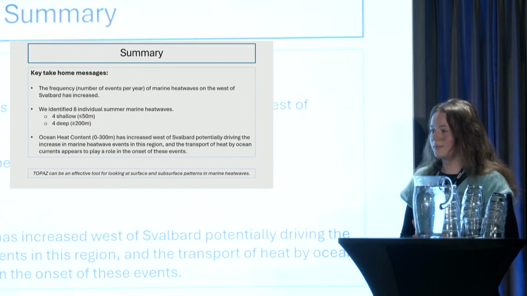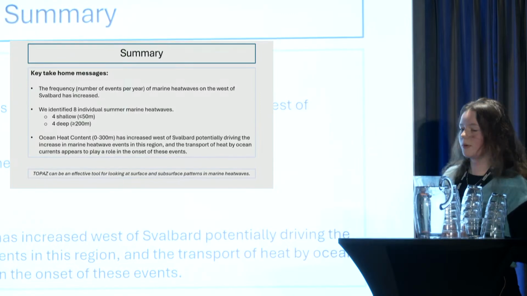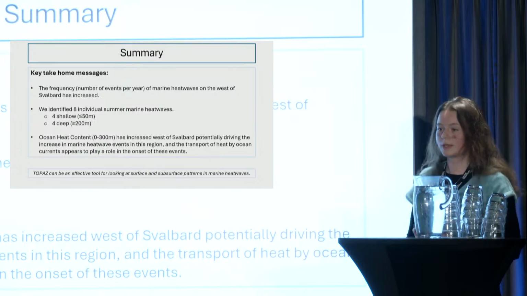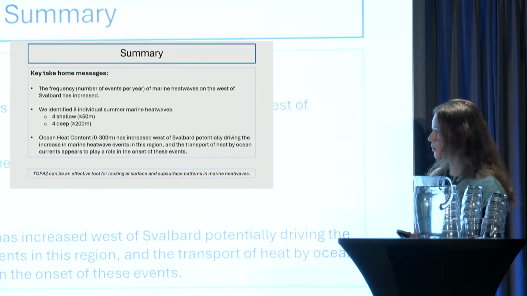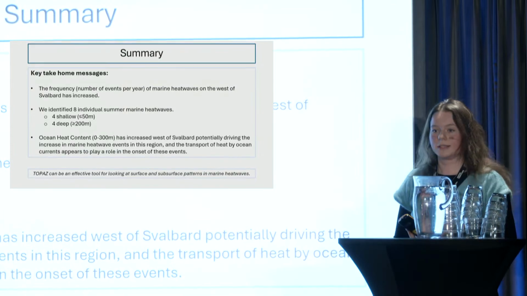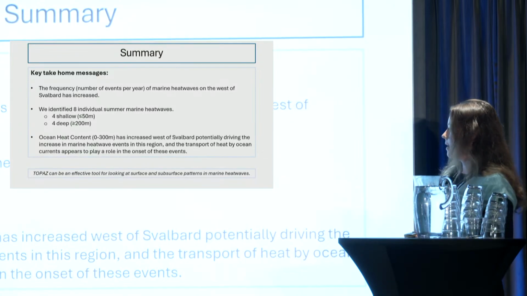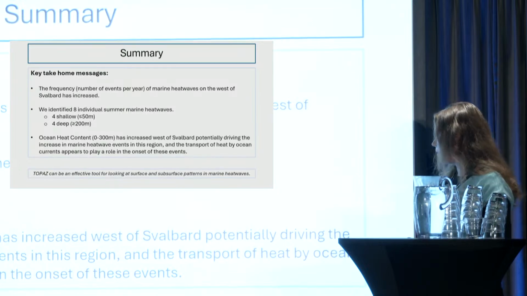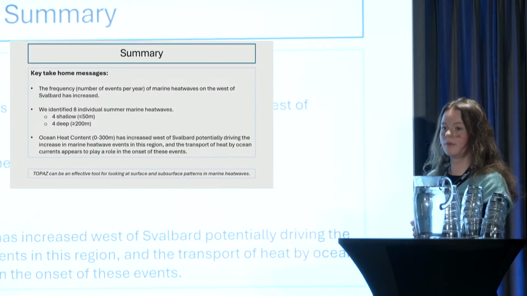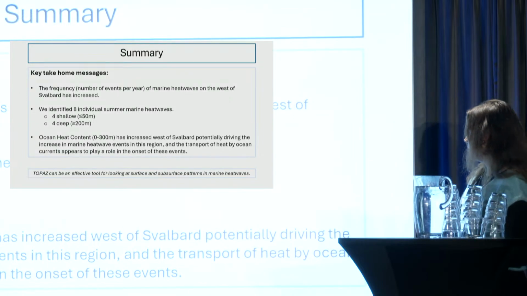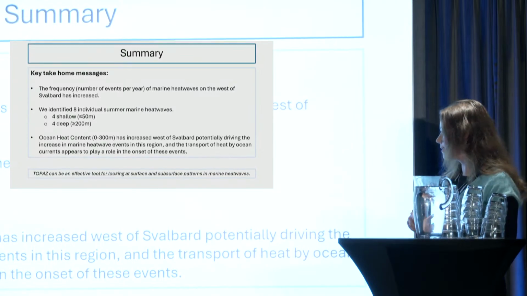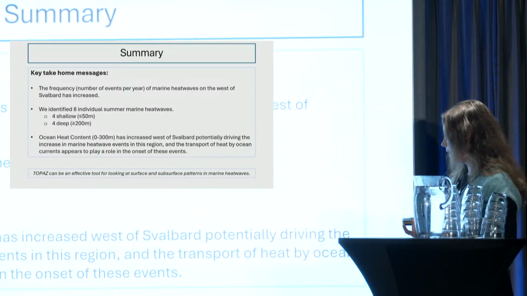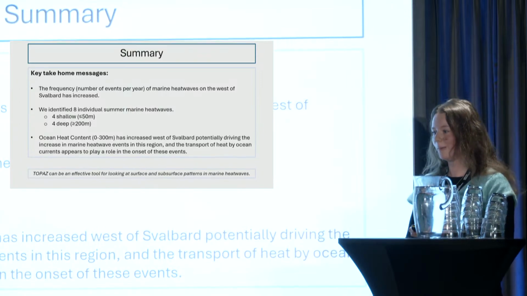So in summary, some key take-home messages. The frequency, the number of events per year of marine heat waves, has increased on the west coast of Svalbard. Using our methods, we identified 8 individual subsurface marine heat waves, 4 shallow and 4 deep, with the deep ones exceeding all the way to 500 meters. The ocean heat content has increased west of Svalbard, which could be a reason for this increase in marine heat wave events in this region. The transport of heat by ocean currents appears to play a role in the onset of events, with a different impact on shallow and deep events. And TOPAZ can be an effective tool for looking at surface and subsurface patterns in marine heat waves. So thank you. If you have any questions, let me know.